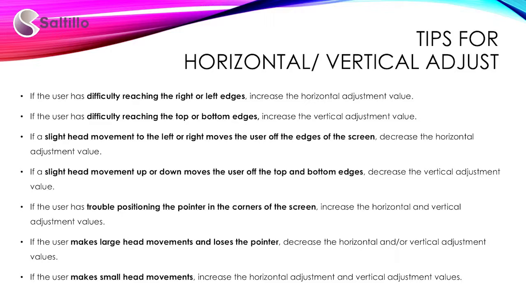If the user has trouble positioning the pointer in the corners of the screen, increase the horizontal adjustment and vertical adjustment values. If the user makes large head movements and loses the pointer, decrease the horizontal adjustment and/or vertical adjustment values. If the user makes small head movements, increase the horizontal adjustment and vertical adjustment values.